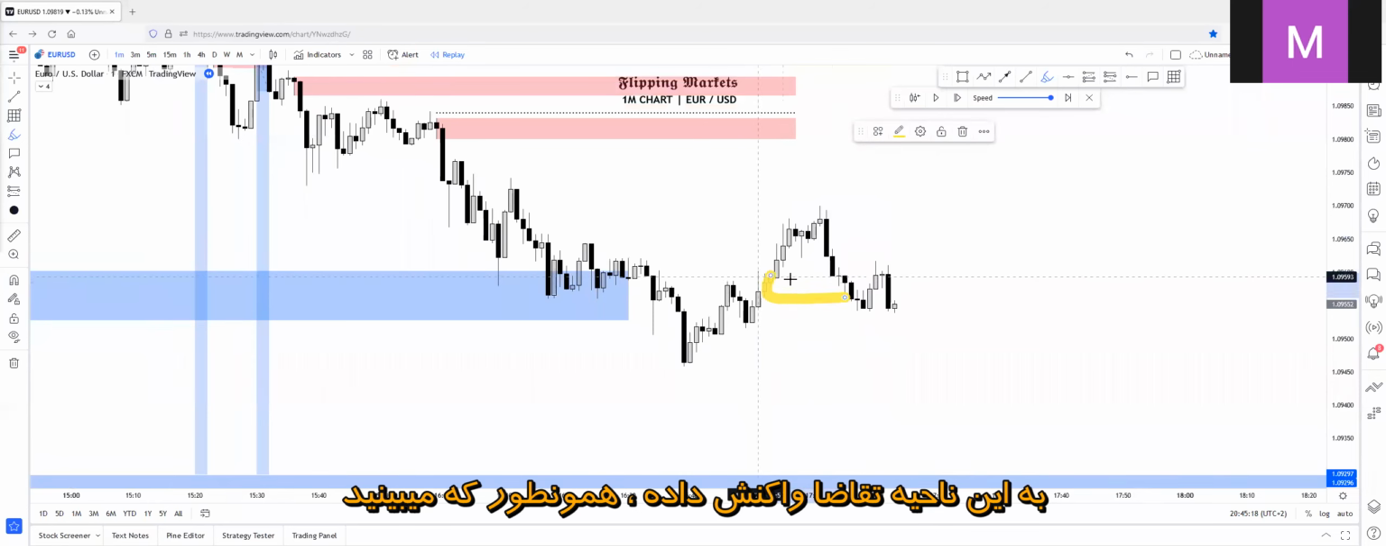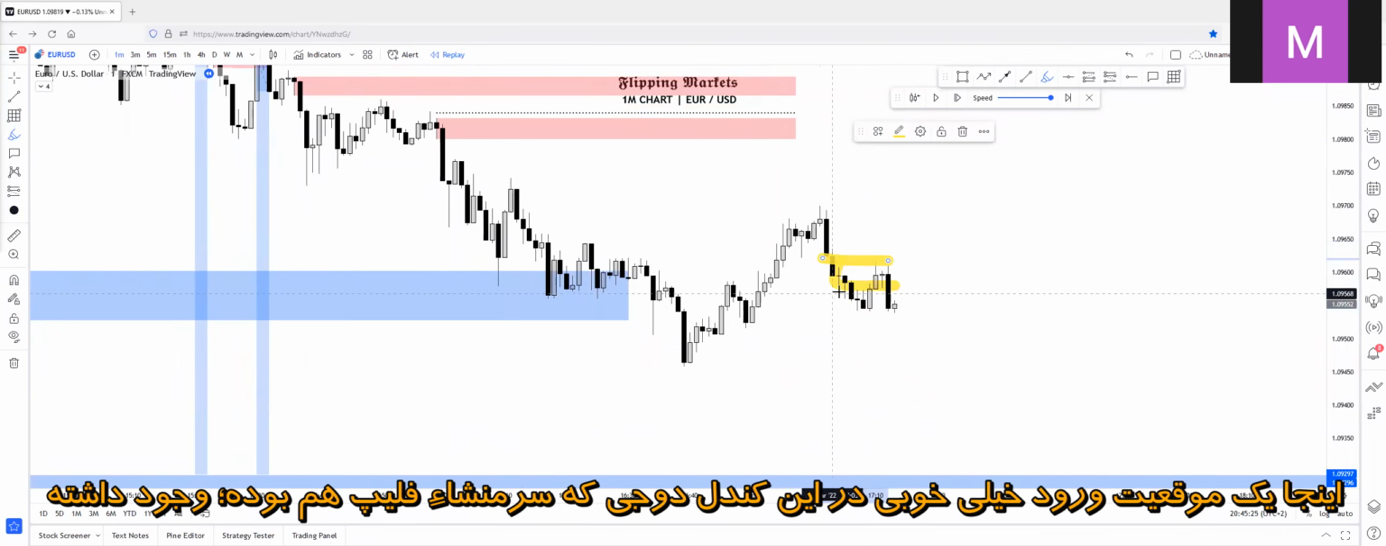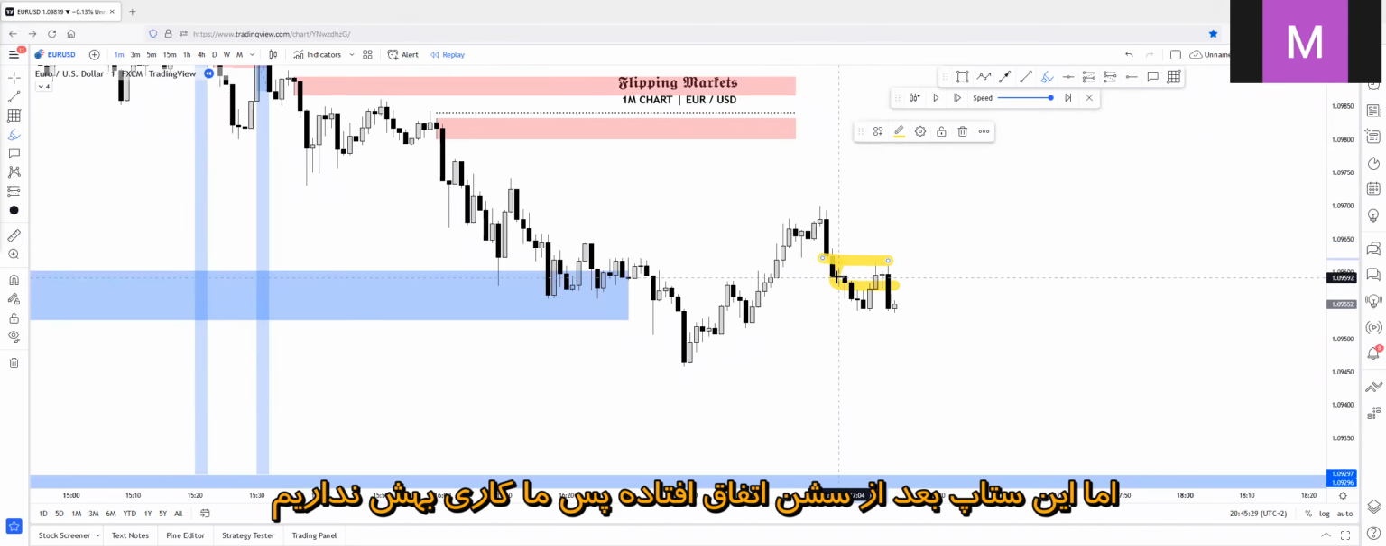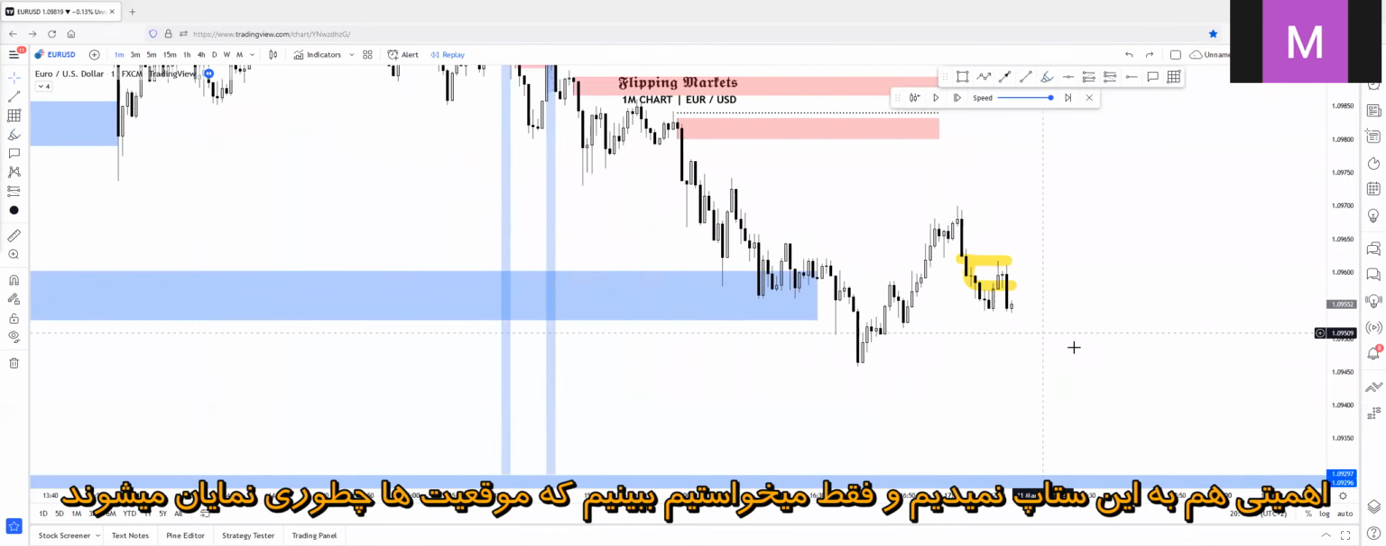Reaction on this demand zone, as you can see, here's a reaction. This doji candle reacted on that zone. And there's a flip scenario, as you can see. And there's a perfect entry opportunity here on this doji candle, which was the origin of the flip. But this was after the session has closed, so we are not taking the setup. So we don't really care about the setup. We just see how our positions are being played out.